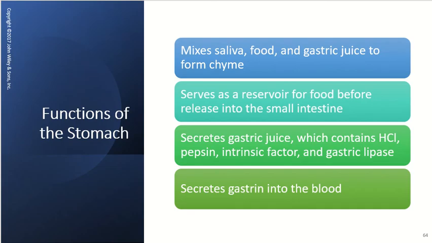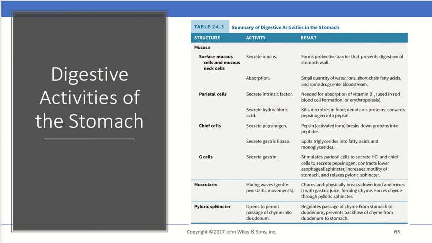So, overall, looking at the functions of the stomach. One, it mixes saliva, food, and gastric juices into a lovely sludgy slurry called chyme. It's going to serve as a reservoir for food before it's released into the small intestine. It's going to secrete gastric juices, which contain hydrochloric acid, pepsin, intrinsic factor, and gastric lipase. And it's also going to secrete gastrin into the bloodstream. Here we have a handy table summarizing the digestive activities that occur in the stomach, for later use in studying.